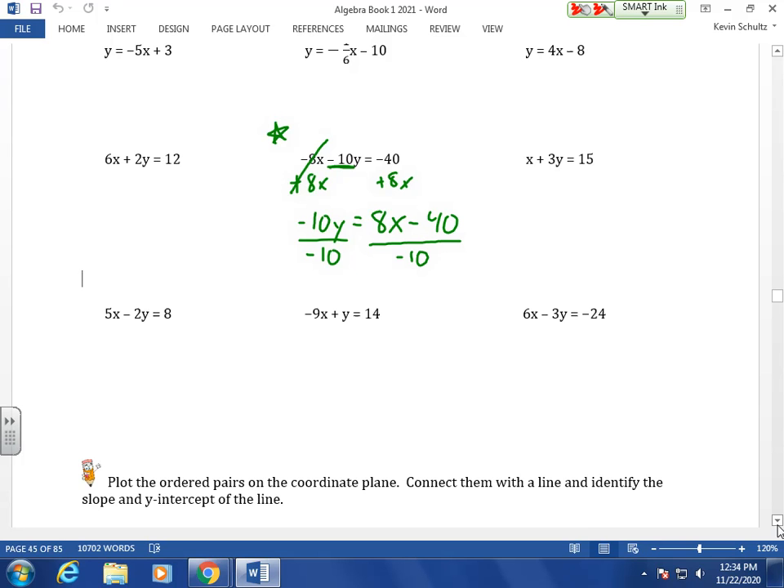And I'm just going to do it in red this time. Okay. On the left side, cancel out. Y is by itself. Here, 8 divided by negative 10 doesn't work out evenly. And if you think of the fraction negative 8 tenths, well, that just simplifies to be negative 4/5. And that's going to be the slope that we are going to write.